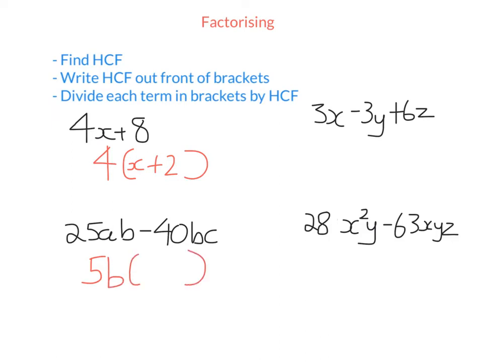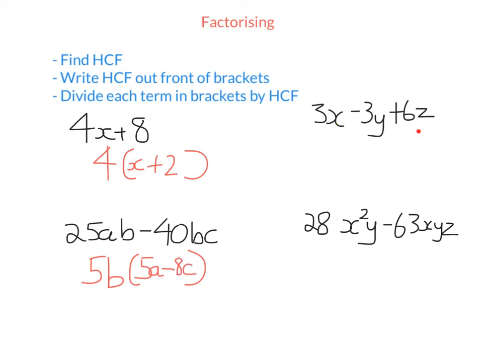So now I say, what do I times by 5b to get 25ab? I times by 5 to get to 25, and I also need to times by a. What do I times by 5b to get to negative 40bc? Well, I need to times by negative 8 to get to negative 40, and I need to have a c.